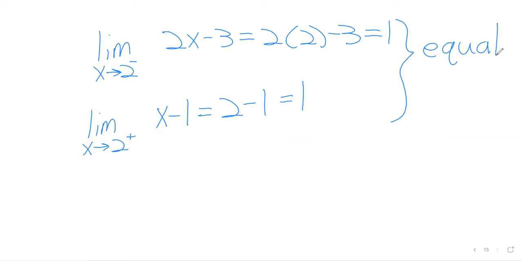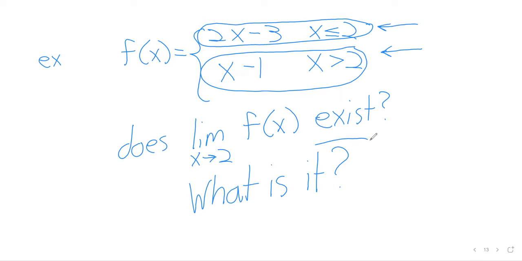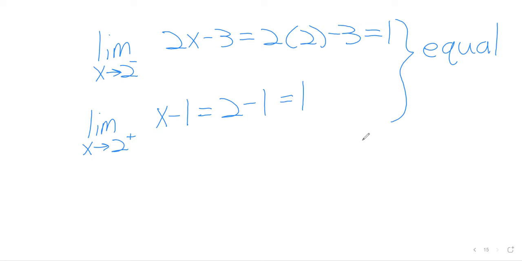So these limits are equal. These one-sided limits are equal. And the two-sided limit exists. And I asked for us to find the two-sided limit. And I haven't explicitly written down how to do that, but maybe we can intuit it.